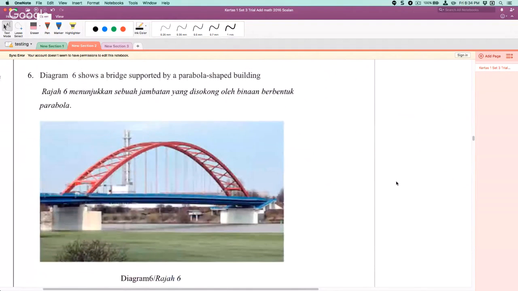Okay. This question is a bit crazy. That's why I spent more than half an hour trying to understand this question. It's not really hard, but then it's not easy either.